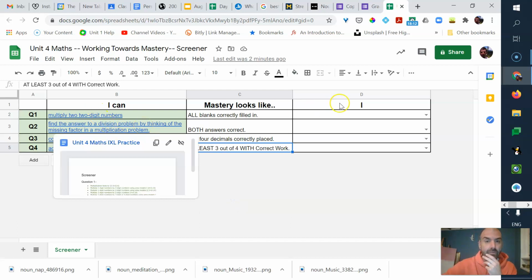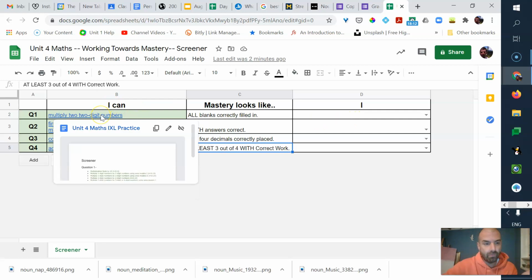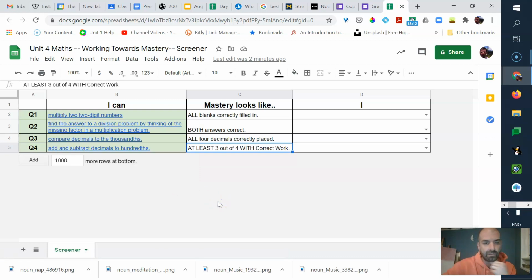So that means if you are struggling with it, this takes you right to the math practice sheet that I will also put on. That's what I meant to do. I'm going to put the I can statement there too. I remembered that there was something I wanted to change about that practice sheet, and that's what it was. It says what mastery looks like. Okay, so all blanks correctly filled in. So you have to get everything right on question 1 to show mastery. If you get anything wrong, then you have not shown mastery.